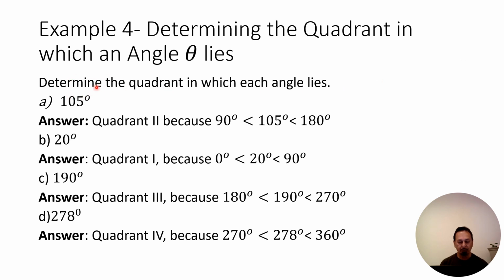Let's see an example. Determine the quadrant in which each angle lies. 150 degrees is bigger than 90 but less than 180, so 150 degrees lies in quadrant 2. 20 degrees is less than 90 but bigger than 0, so it is in quadrant 1. 190 degrees is bigger than 180 degrees but less than 270, so it's quadrant 3. 278 degrees is less than 360 but bigger than 270, so it lies in quadrant 4.